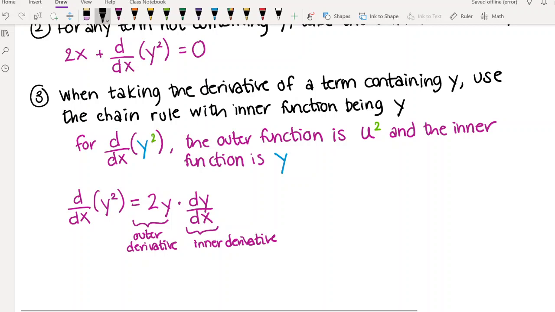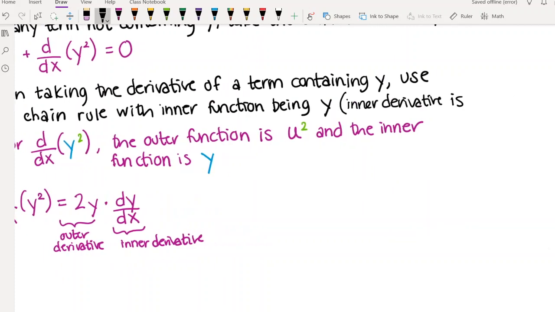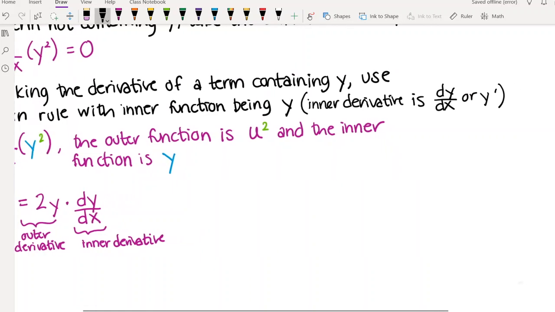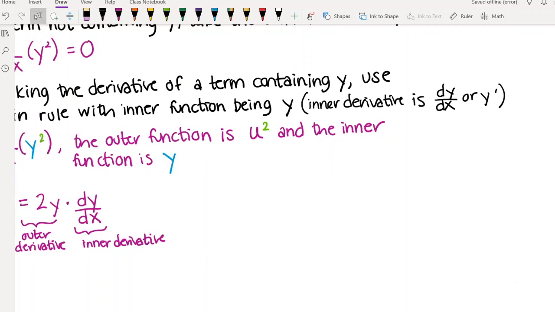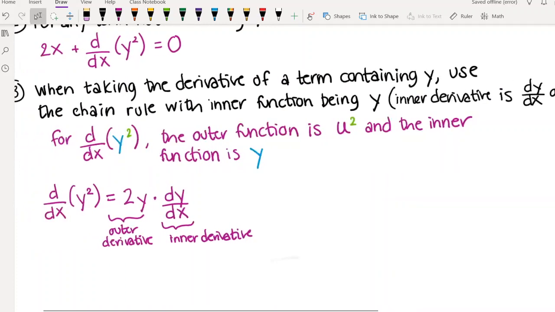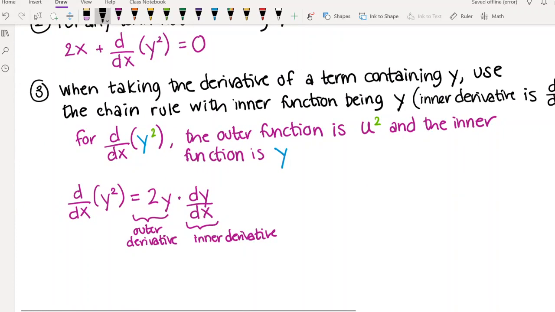So maybe let me add that to our list of steps here. So the inner function being y, and its derivative, I'll just say inner derivative, you're always going to write as dy/dx. Or you can write y prime. I'm going to write dy/dx for the first few examples because I like how it fits with the fact that we're taking d/dx of both sides. But later on, once we get more comfortable with the meaning of what we're doing here, you can just use y prime if you want, because it makes your equations look a little bit nicer than having to write dy/dx.